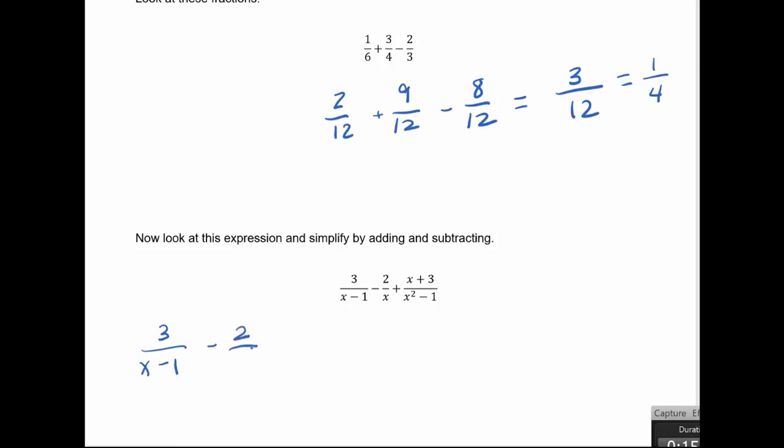X, there's nothing you can do with that. And x squared minus 1, the square root of x squared is x. It is connected with a minus, and you can take the square root of 1. So you have x minus 1 and x plus 1. Now, let's see, what can we do to get a common denominator?